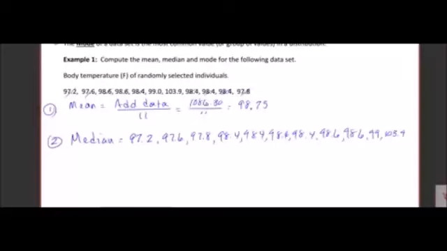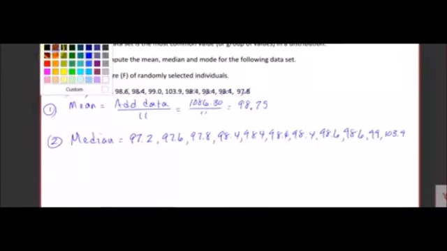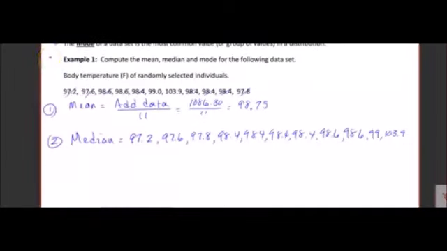Now that the data is ranked from smallest to largest, we can go in and find that middle piece of data. So you count in 1, 2, 3, 4, 5. We find one right smack dab in the middle, 98.4. So that value is our median.